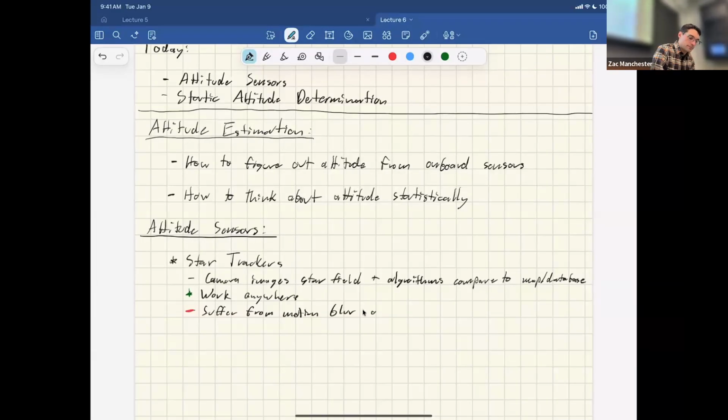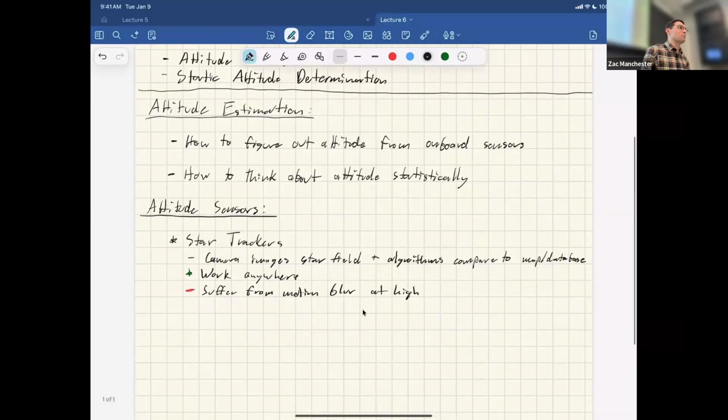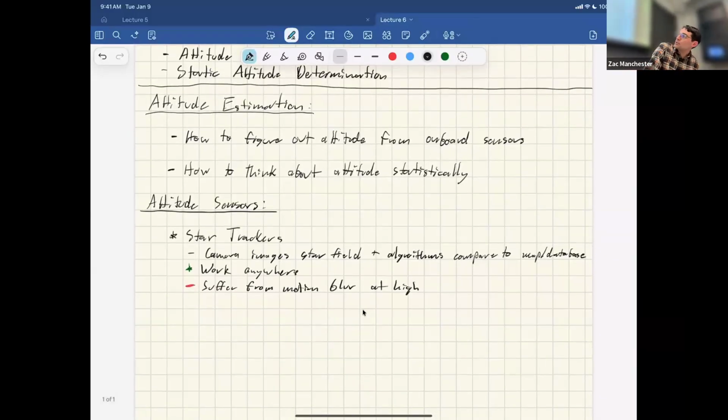If you try to make these, which I have done before, you find they're really annoying in certain ways. It turns out stars are not very bright. To get good star field images, you need long exposures, and so this is inherently at odds with fast slewing. Often the exposure times on these things are a significant fraction of a second. So if you do any kind of appreciable slewing, you're almost immediately going to get motion blur.